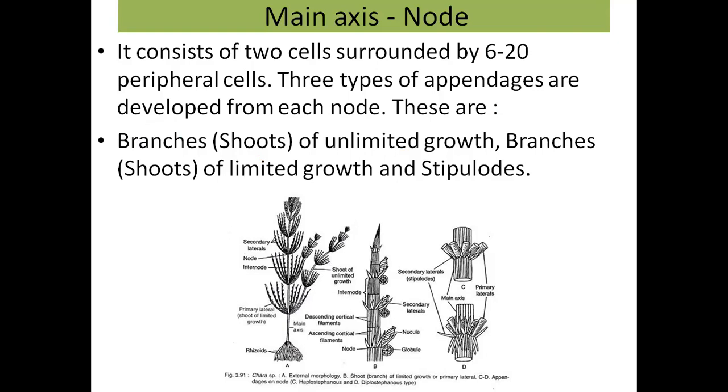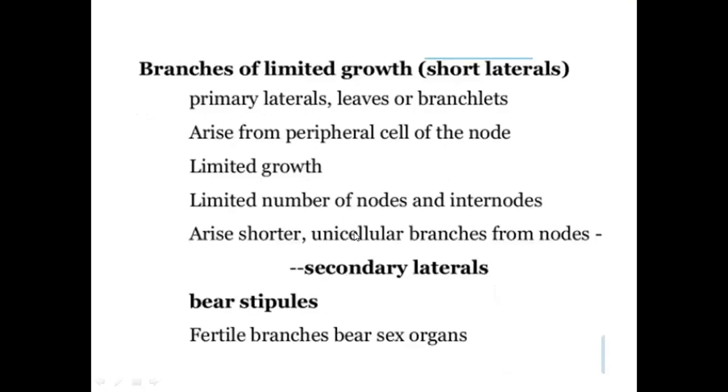First one is primary lateral or the shoot of limited growth. Second one is secondary lateral or stipuloids. And third is shoot of unlimited growth. Then branches of limited growth or short laterals are also known as primary laterals or leaves or branchlets. They arise from the peripheral cells of the node and their growth is very limited. And it contains a limited number of nodes and internodes.